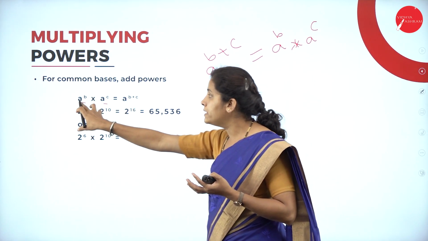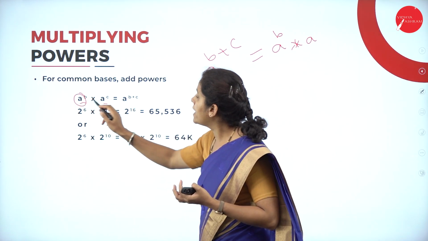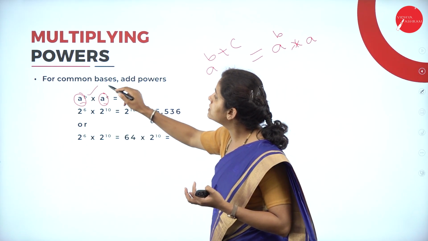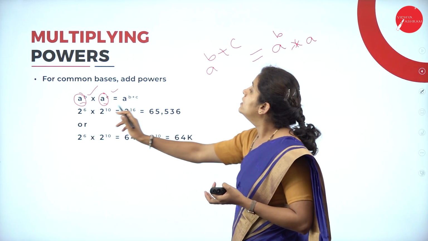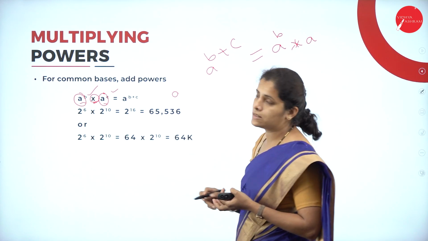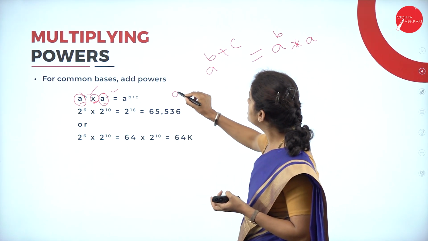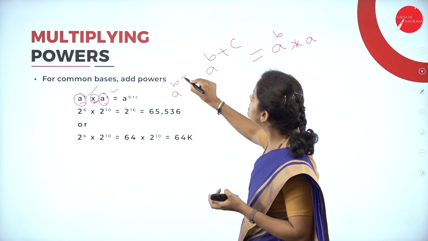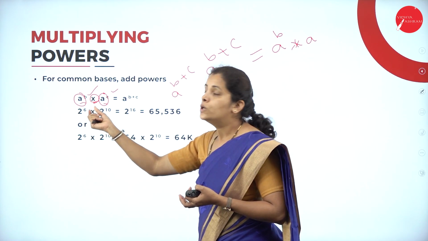Here it is possible to write the power together when we have same variable name. Consider the example here. We have same variable called A and A, but the powers are different. So what I will do? So this is the multiplication. So I'll write A as it is and I'm going to add the power, that is A to the power B plus C.